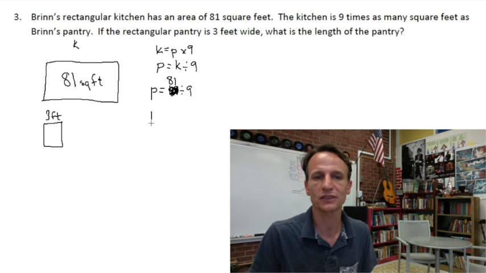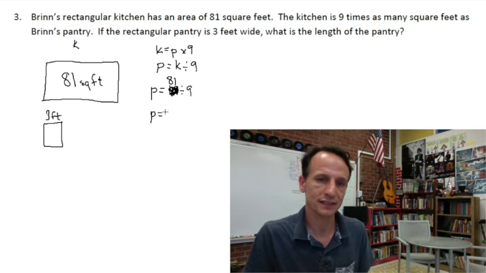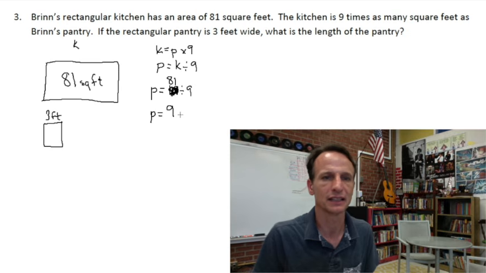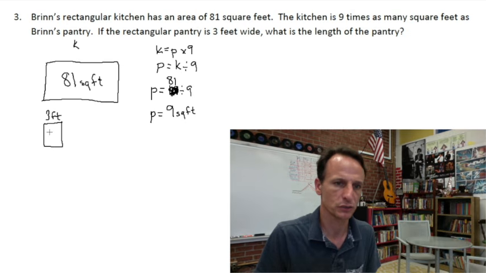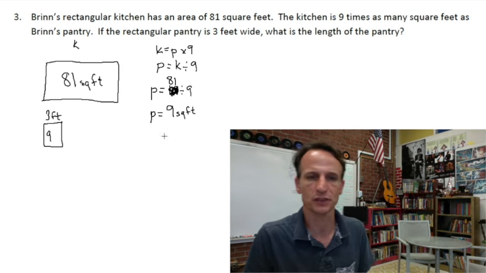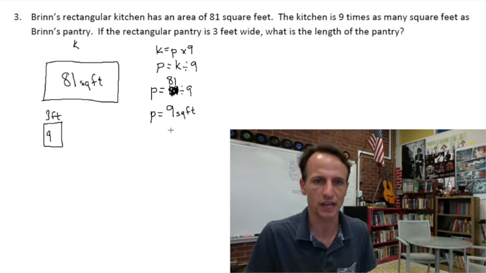So the pantry's area then is what? Yeah, you know your facts. 9 times 9 is 81. So the pantry's area is 9. And I'm just going to note here square feet so I remember what I'm talking about here. In fact, I'll even just put a 9 inside there. I don't have room to write square feet, but just remember what that is.